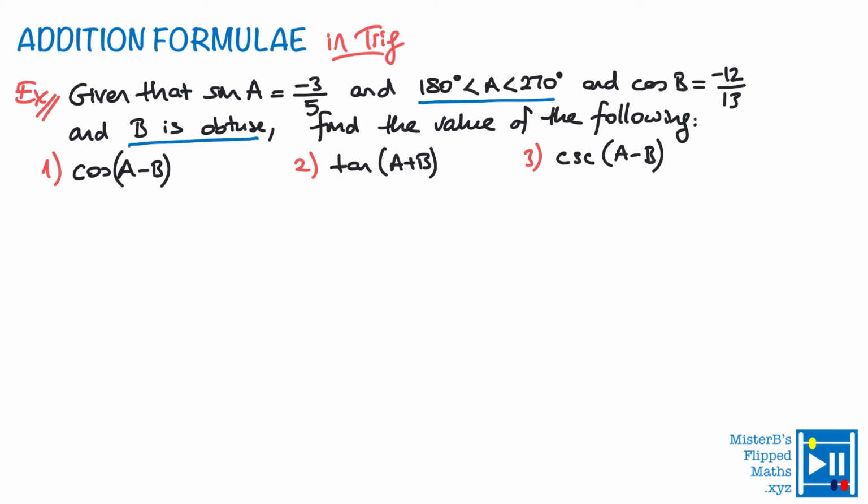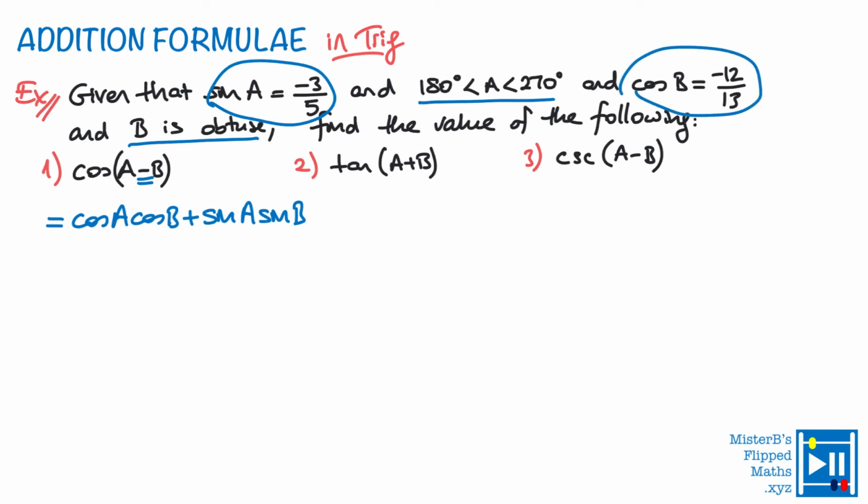So let's start with the first one. Cosine of A minus B means cosine A times cosine B plus, because this is minus, sine A times sine B. Now, we know sine A, but we don't know cosine A. We know cosine B, but we don't know sine B. So for these two, I need to draw two triangles. So first, let's find cosine A. Now, the angle A will be here. And according to sine A being minus 3 over 5, of course, I'm going to consider it as 3 and 5 here, because I know sine is opposite over hypotenuse, right? I'm ignoring the sign there, because I'm now considering A to be in the first quadrant.